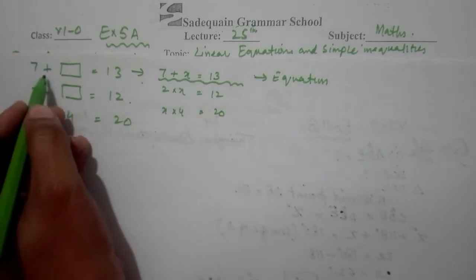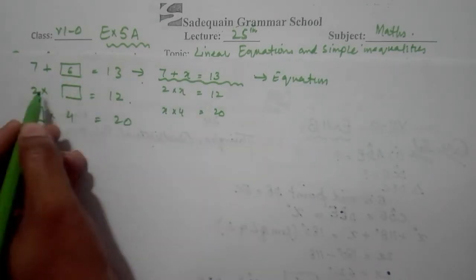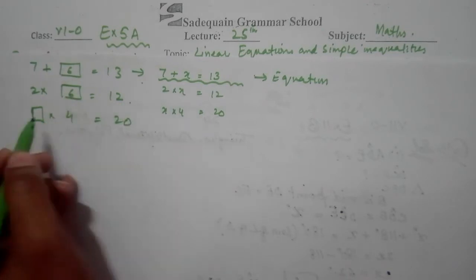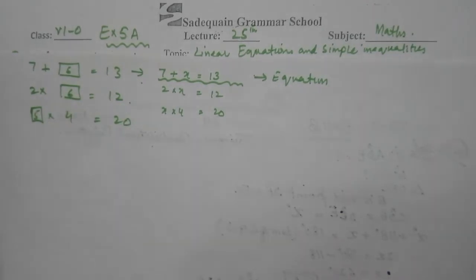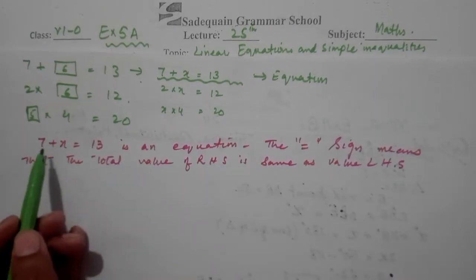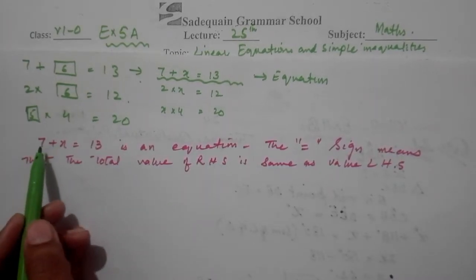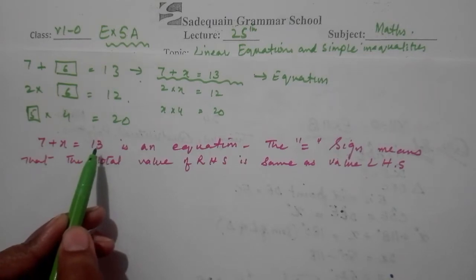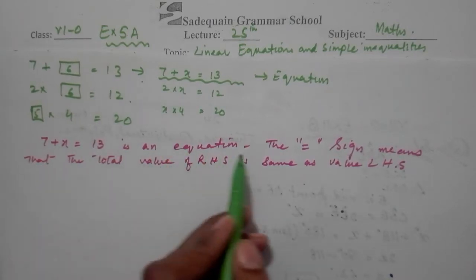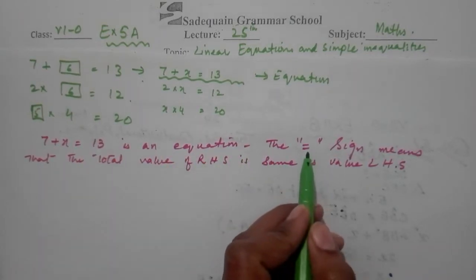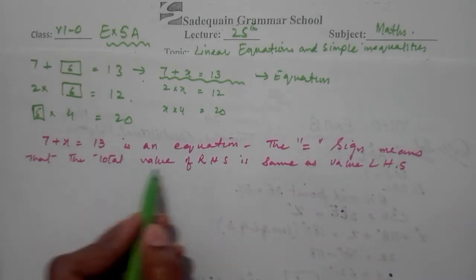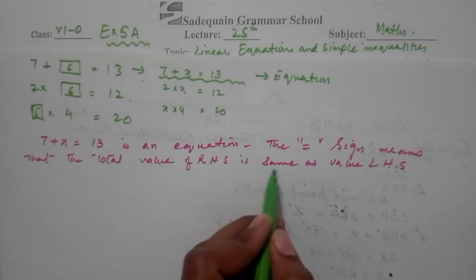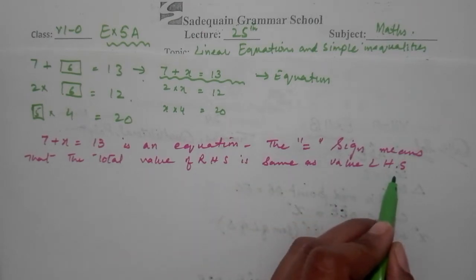Here we know that 7 plus 6 is equal to 13, 2 multiplied by 6 is equal to 12, and 5 multiplied by 4 is equal to 20. Fine? Now let's suppose the equation we are given is 7 plus x is equal to 13. An equation must have an equal sign. Now this equal sign means that the total value of the right hand side is the same as the value of the left hand side.